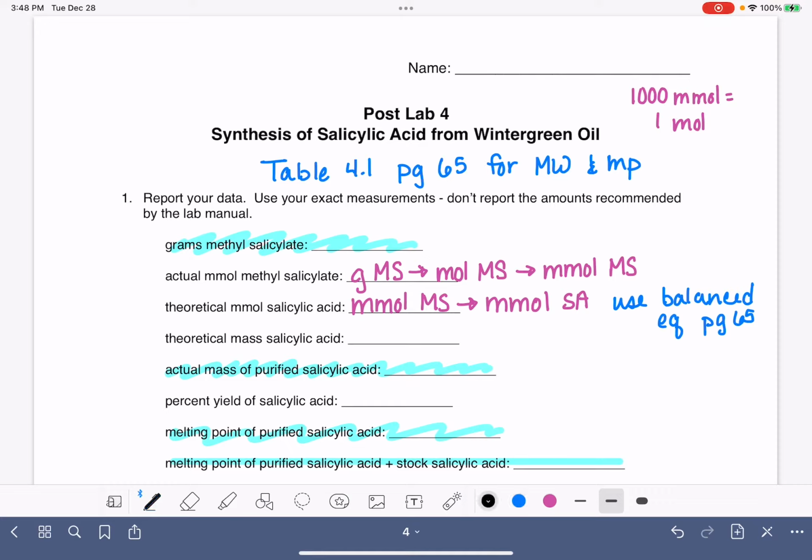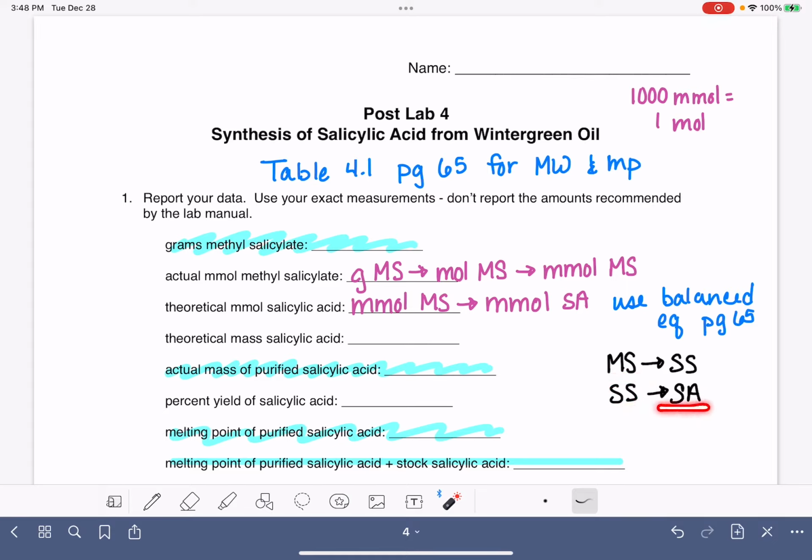So this is a two-step reaction. You start with methyl salicylate. You convert that into sodium salicylate. And then the sodium salicylate gets converted into salicylic acid. So technically, you're converting millimoles of methyl salicylate into millimoles of sodium salicylate, and then converting your millimoles of sodium salicylate into salicylic acid. It's like a tongue twister.